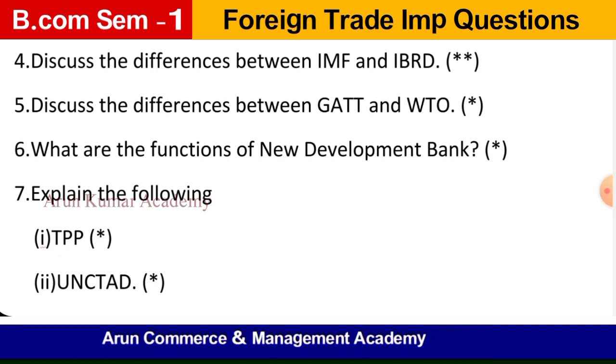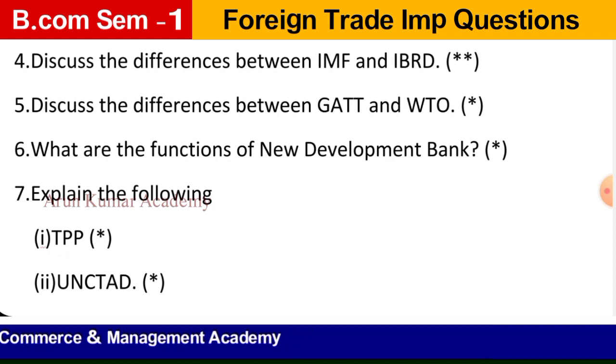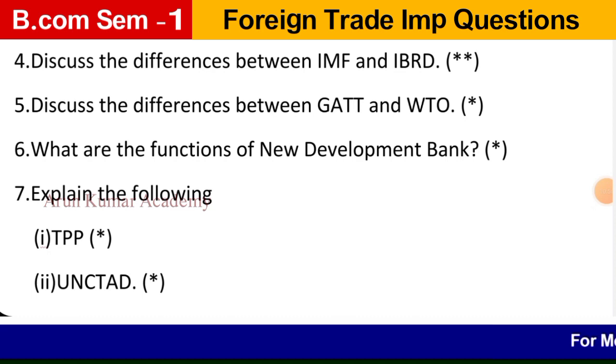Question number 7. Explain the following: TPP, UNCTAD. So here we need to write all these long questions in detail. The star mark for the above questions indicates very important questions.